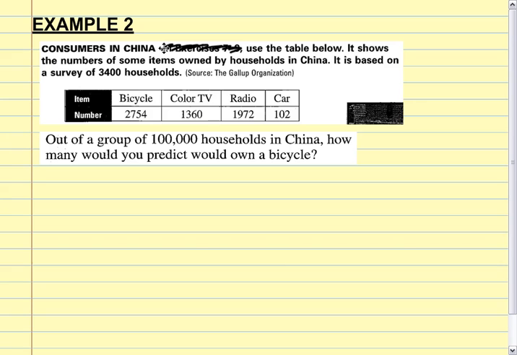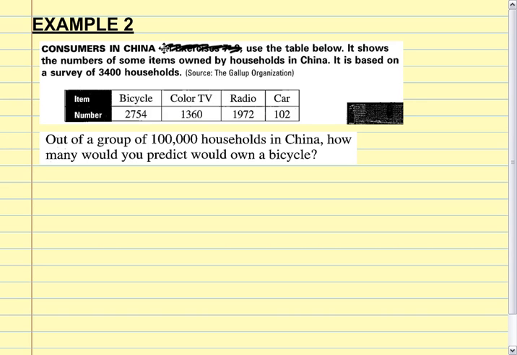So of these 3,400 households, 2,754 own a bicycle, 1,360 own a color TV, 1,972 own a radio, and 102 own cars. Okay. Now it says out of a group of 100,000 households in China, how many would you predict would own a bicycle? Well, let me ask you this.